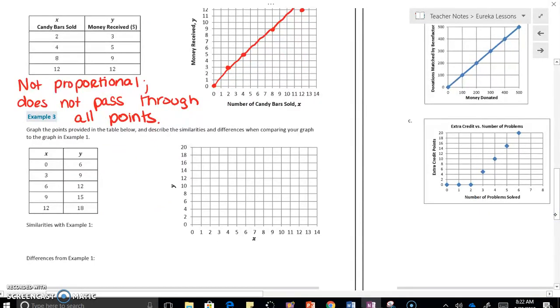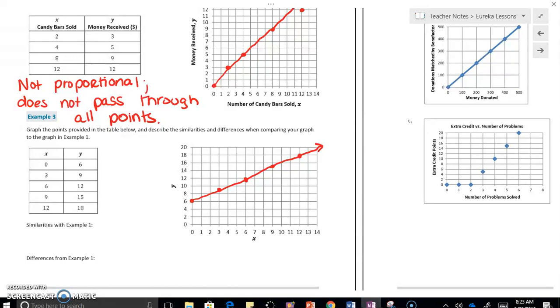Okay, graph the points provided also in this table. So we're going to start 0, 6, 3, 9, 6, 12, 9, 15, and 12, 18. No, this is a straight line to the best of my ability. But it doesn't pass through the origin. So I can automatically tell this is also not a proportional graph.